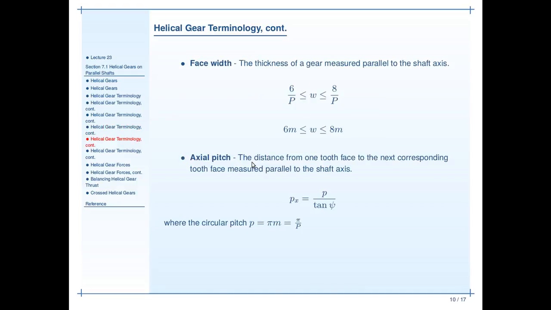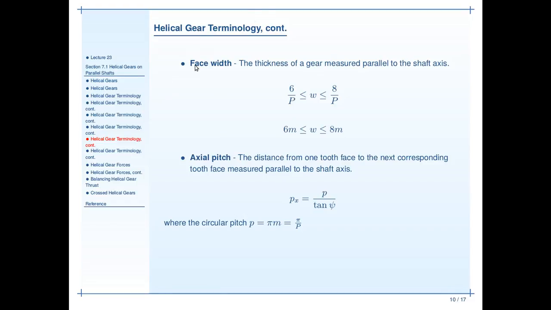One thing that we didn't really pay a whole lot of attention to in spur gears was the width of the gear. We only talked about that when we talked about calculating the tooth bending stress. However, with helical gears, face width is an important thing to bear in mind. This is the thickness of the gear measured parallel to the shaft axis. In general terms, the face width is restricted between 6 over the diametral pitch and 8 over the diametral pitch. But realize, that's only in general terms. This guideline is violated fairly regularly, depending on the application of the gears.